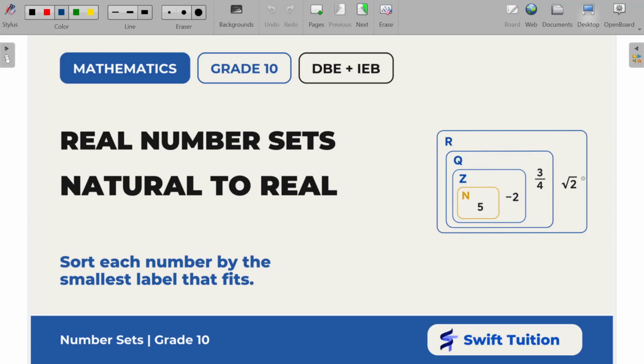G'day beautiful people, Swift here, you're watching Swift Tuition, and in this video I'll be covering real numbers and number sets. So distinguishing between natural, integer, rational, irrational, and real numbers.